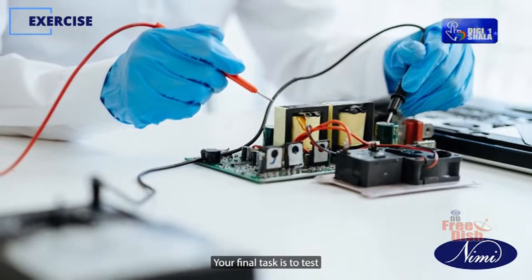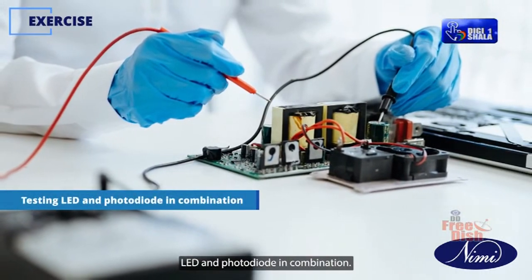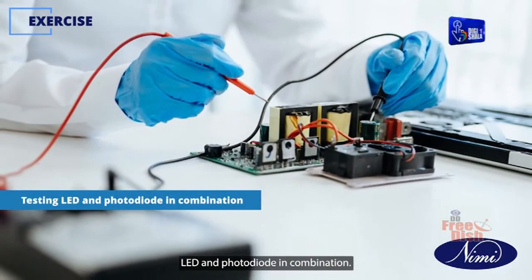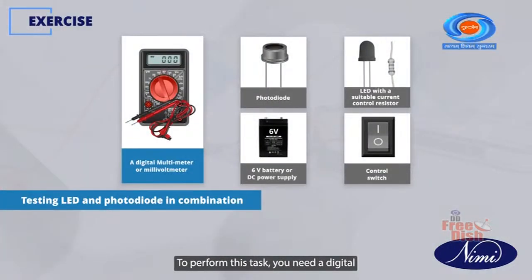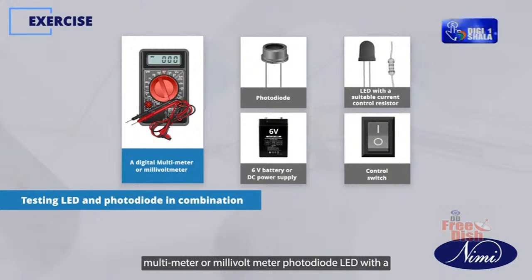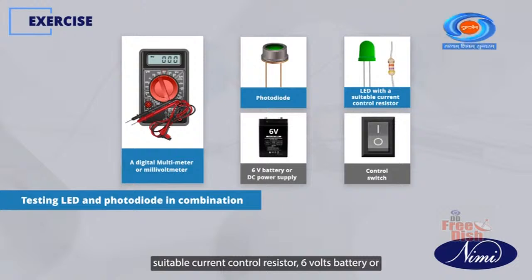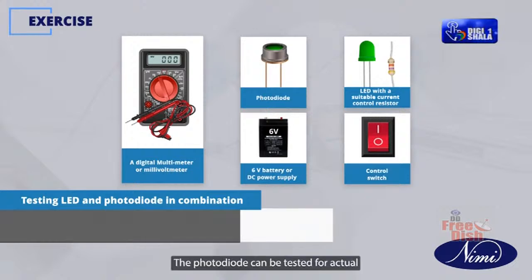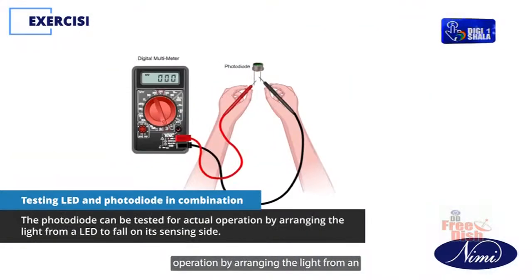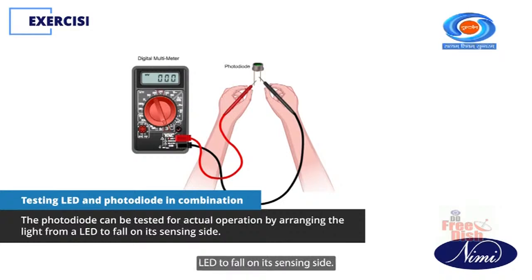Your final task is to test LED and photodiode in combination. To perform this task, you need a digital multimeter or millivoltmeter, photodiode, LED with a suitable current control resistor, 6 volts battery or DC power supply, and a control switch. The photodiode can be tested for actual operation by arranging the light from an LED to fall on its sensing side.